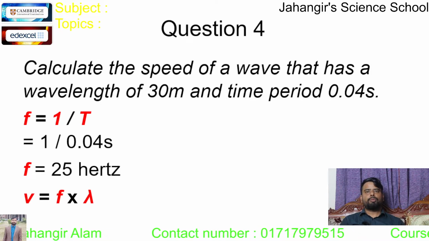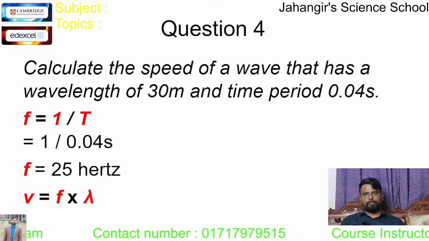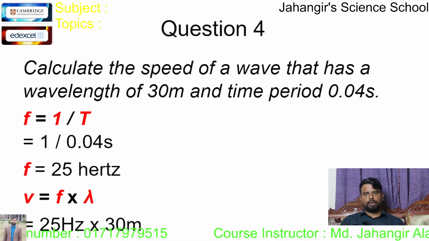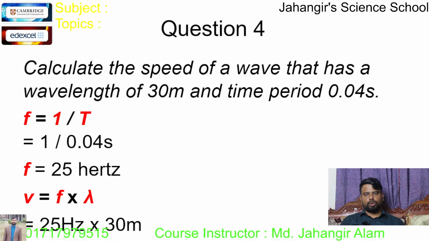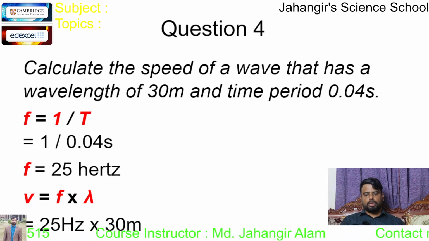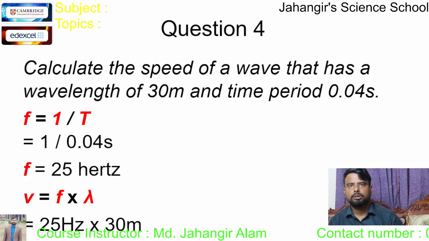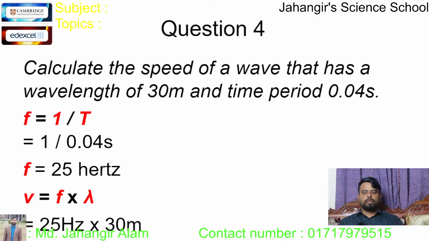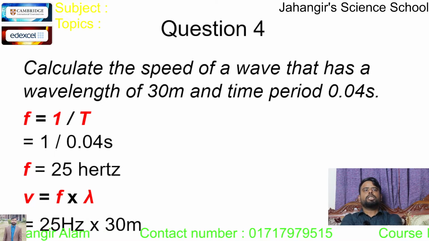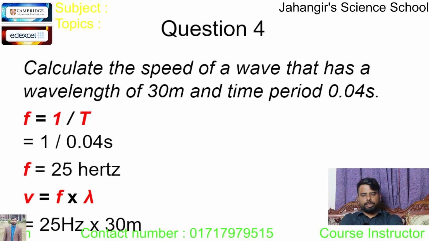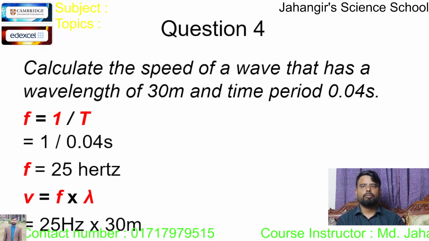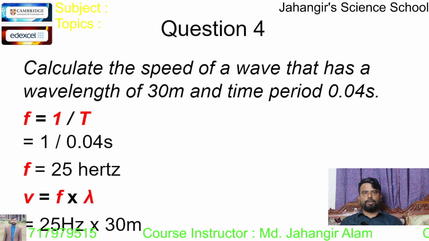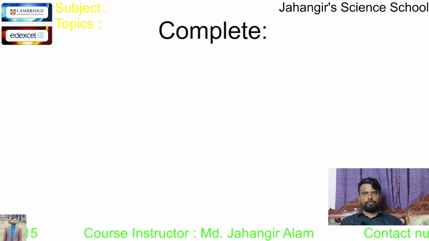We have to find out the speed of the wave. We know V equal to F into lambda. Here F is 25 hertz and lambda is 30 meter. So 750 meter per second is the speed of the wave. Calculate yourself. The unit of speed is meter per second, so 750 meter per second is the speed of the wave.